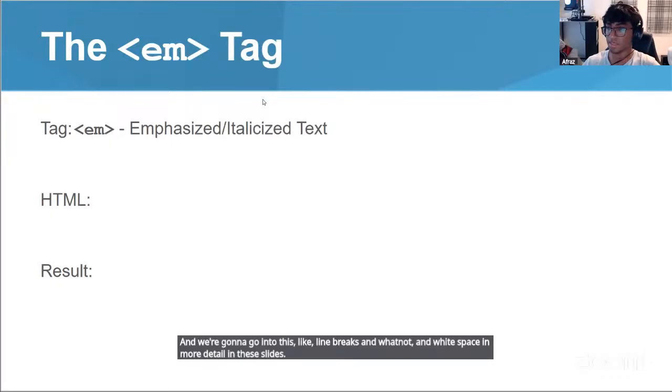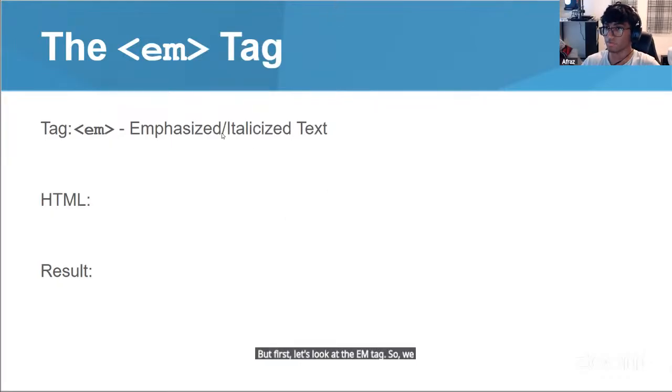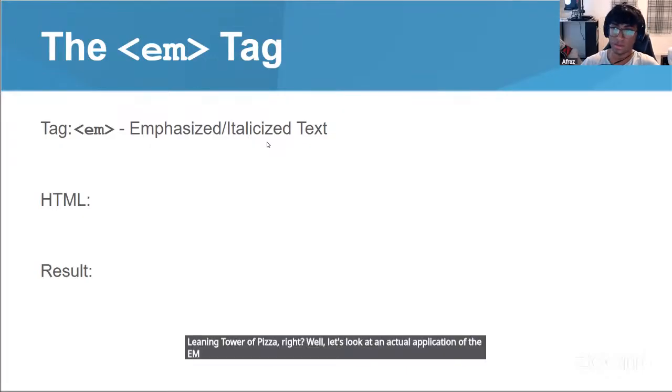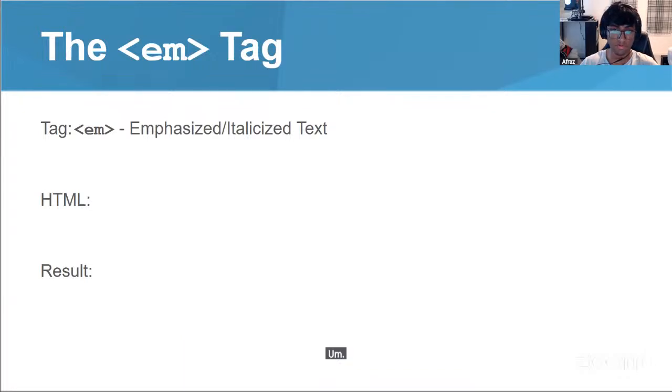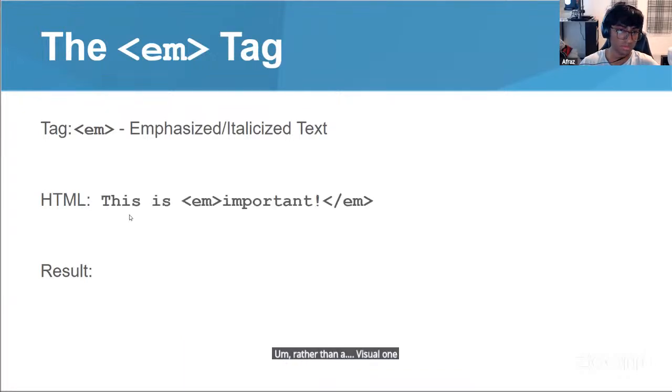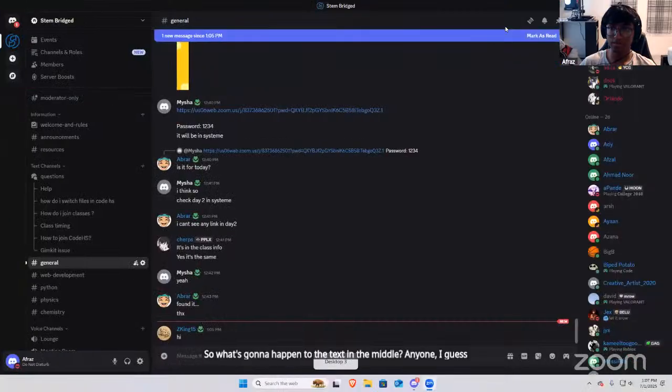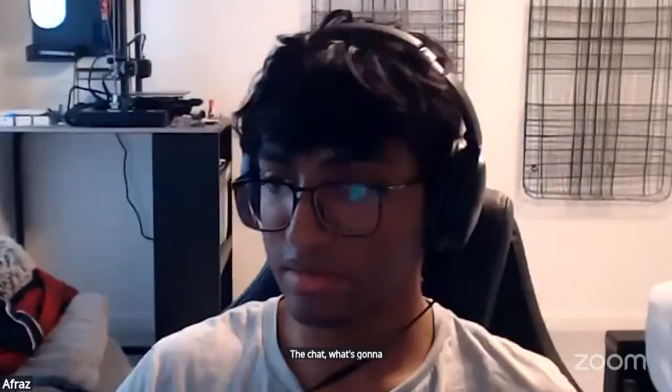But first, let's look at the EM tag. We already saw the EM tag with that Leaning Tower of Pizza, right? Well, let's look at an actual application of the EM tag, rather than a visual one. So let's say this is the text: this is important. And it's enveloped by two EM tags on either side. So what's going to happen to the text in the middle? Anyone, I guess, in the chat, what's going to happen to the text in the middle?